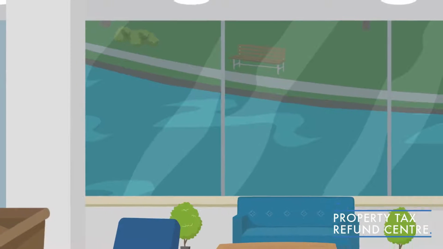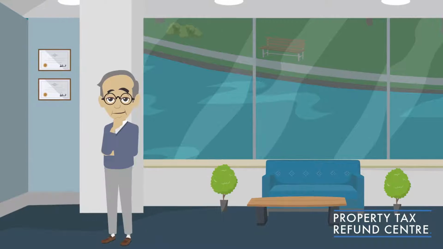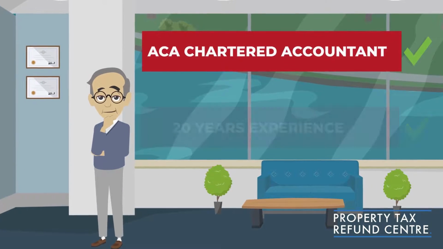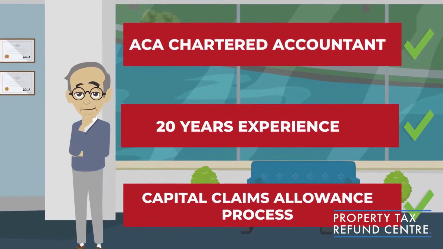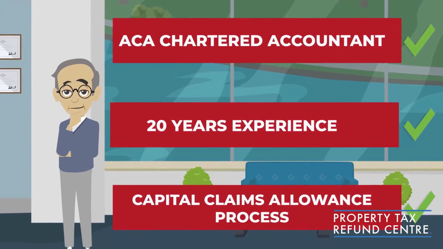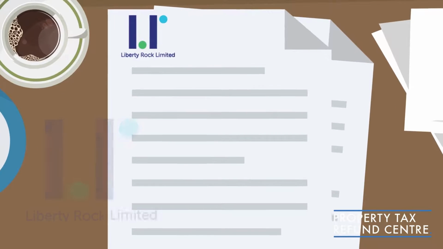Once we have your information, we'll pass it to our accountant to make an initial assessment as to whether you qualify for a tax refund or relief. Our accountant is chartered by the ACA with over 20 years' experience, and they are well versed in the capital allowance claims process. The name you will see on the paperwork is Liberty Rock Limited.